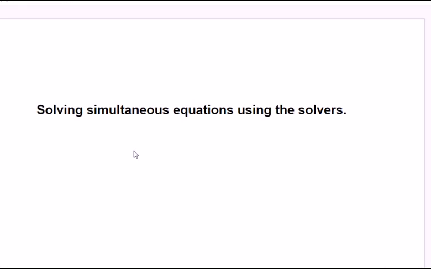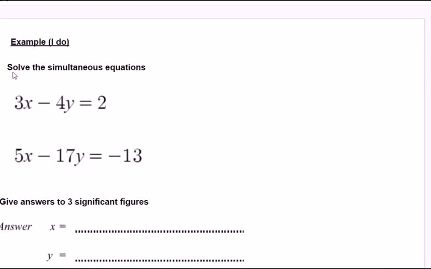Okay, here's a quick video showing you how you can solve simultaneous linear equations using the built-in solver app on the Casio GDC calculator. Here I'm using a Casio FX9860, but it's pretty much the same for all the Casio GDCs that I've seen. So here's an example of two simultaneous linear equations.